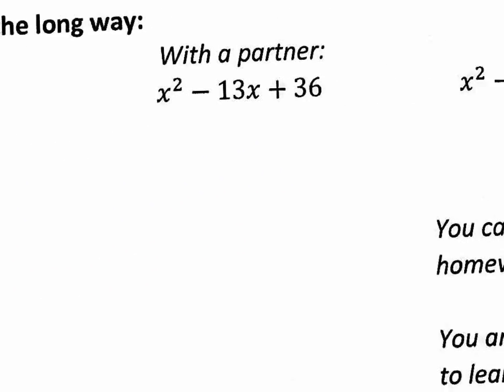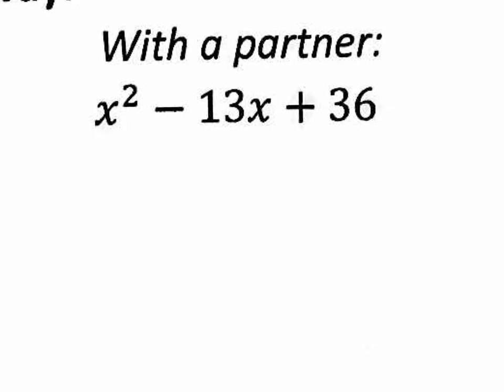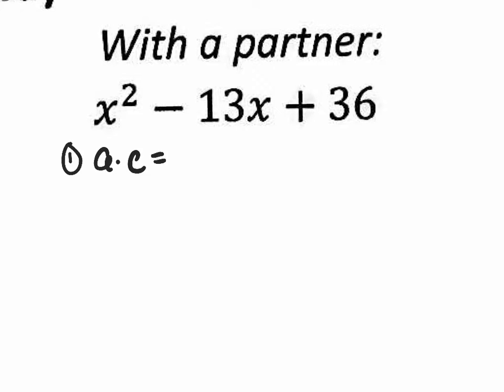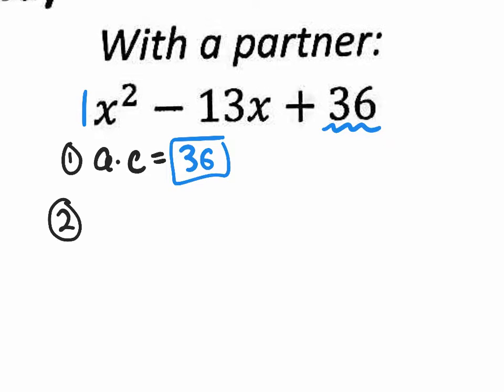So that's a multi-step process. How about you guys try this one, not by yourselves, but with a partner. Go for it. Here we go, guys. Step 1, multiply a times c. And that number is obviously 36 because 1 times 36 is 36. That's my answer for step 1. Let's move on to step 2. Step 2 is to think of the multiples of positive 36 that combine together to give you the b value, which in this case is negative 13.